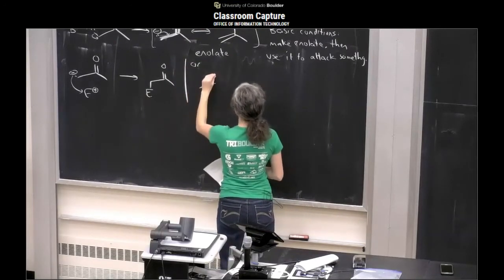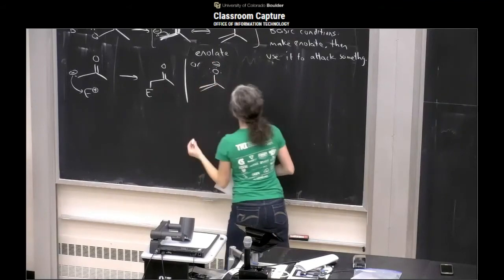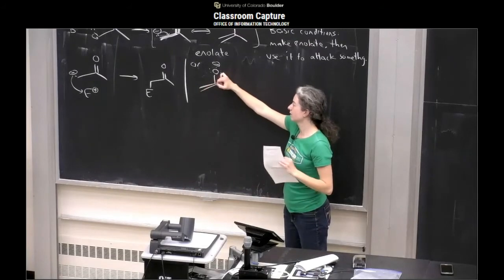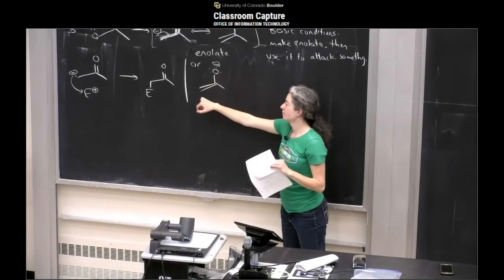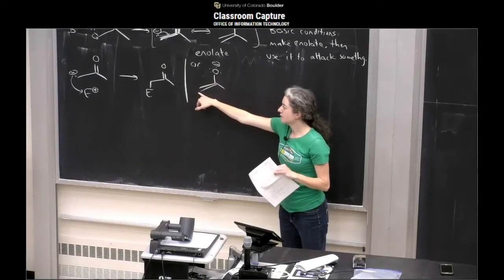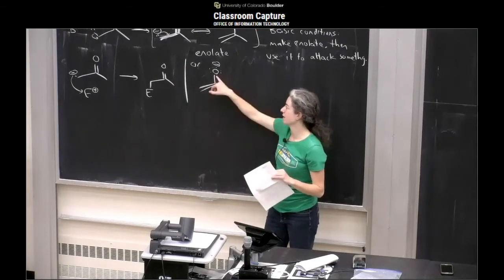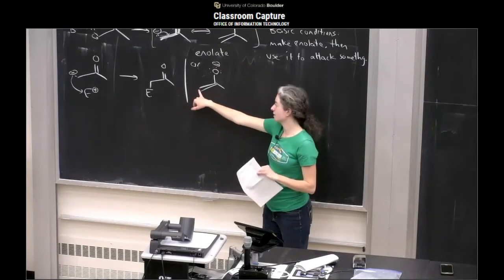Or you can show it attacking from this resonance form. You're still going to attack with this carbon. We're not going to look at the few reactions that actually involve attack from the oxygen, because for most of the electrophiles, the bond strength of having a bond from a carbon to the electrophile ends up being more favorable than having an O to whatever electrophile. So we're always going to attack from the carbon.